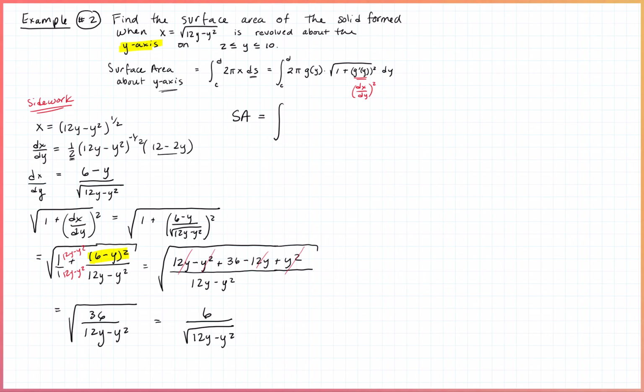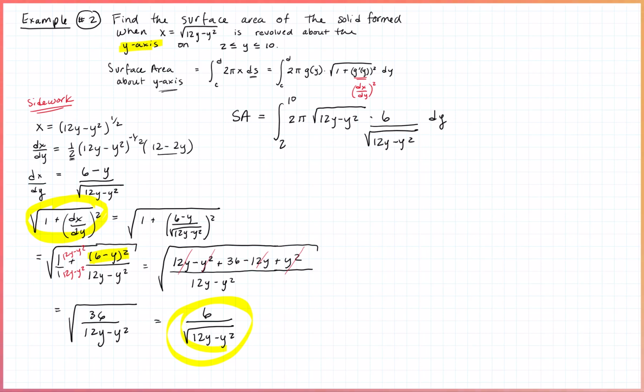So our surface area, we're going to integrate across the bounds from 2 to 10. It's going to be 2 pi times x. Well, x was that function, the square root of 12y minus y squared. And we're going to be multiplying by what I just found right here. Remember, that was my simplification for that square root. So this is going to be 6 over the square root of 12y minus y squared, all with respect to y.